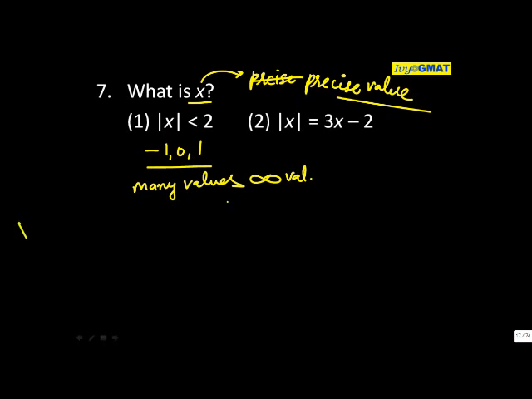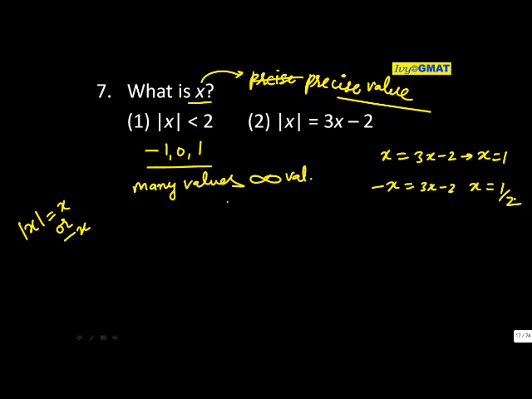Mod of x is always to be written as either x or minus x. Simple. So let's write x is equal to 3x minus 2 or minus x is equal to 3x minus 2. X is equal to 3x minus 2 will give me 2x equal to 2, so x equal to 1. This will give me 4x is equal to 2, that is x is equal to 1 by 2. Normally this is how my mind will think now, and you are not wrong there. If x is equal to 1 and 1 by 2, there is no precise value. So I will try to combine it with the first statement and see.